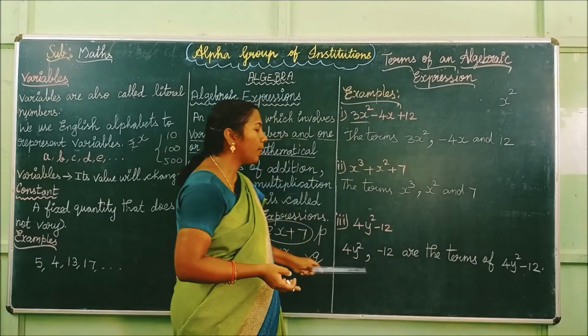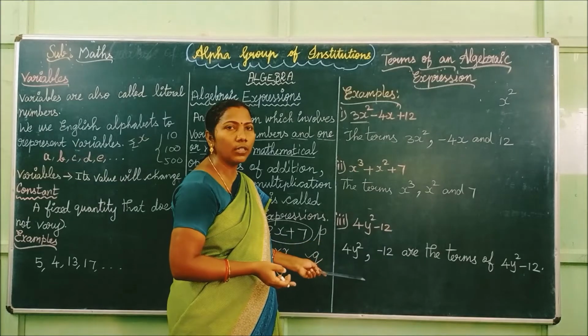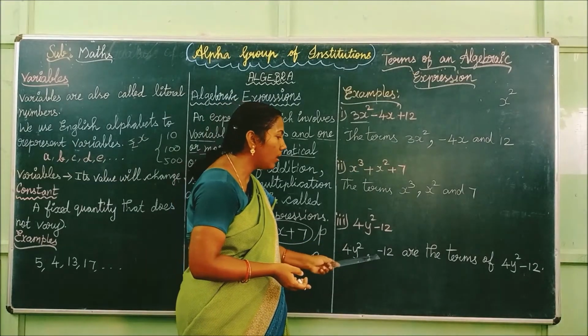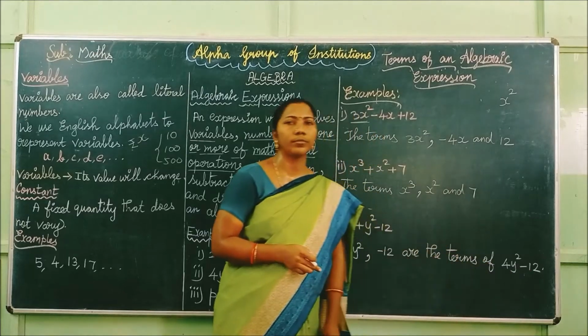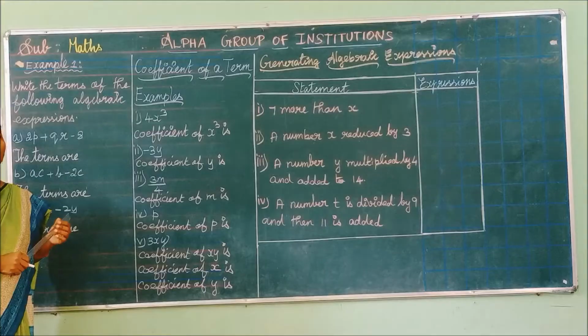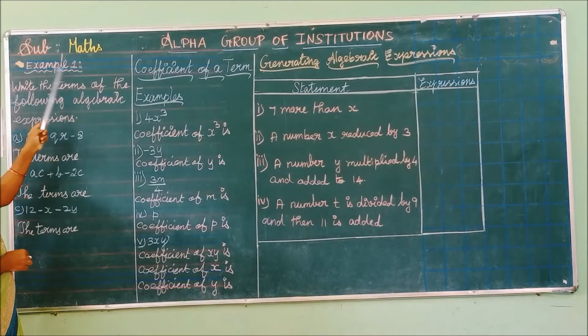So this is the correct way you have to write the answer for this question. How do you write the answer for the terms? 4y square comma minus 12 are the terms of 4y square minus 12. Let us see some more example for terms of algebraic expression. Okay. See the example 1.